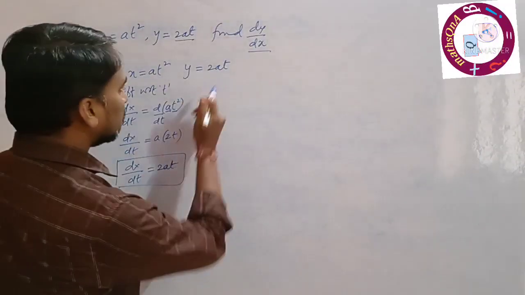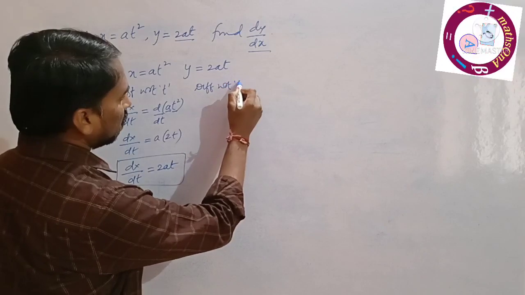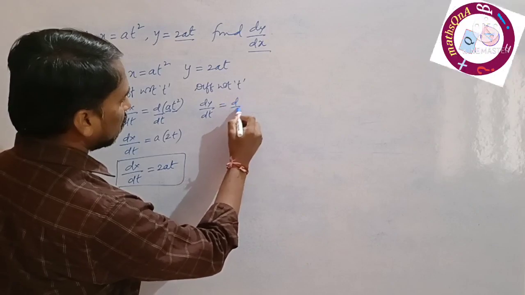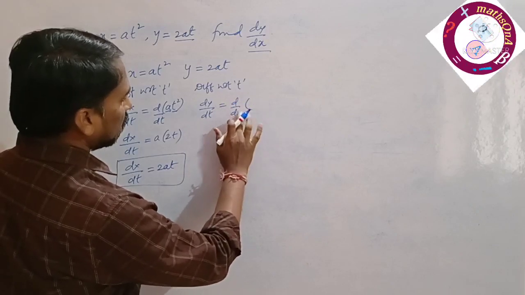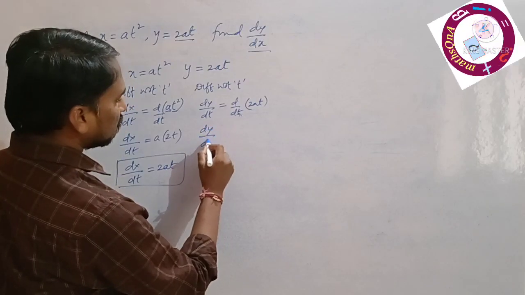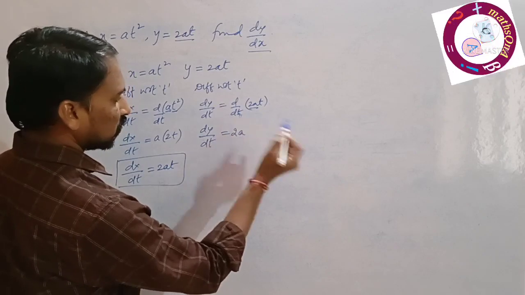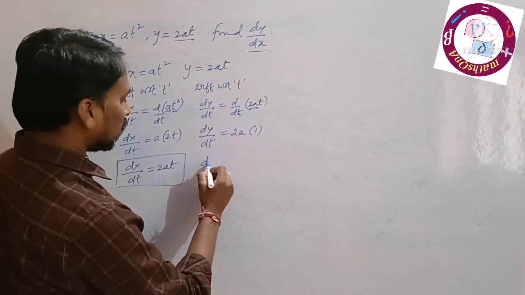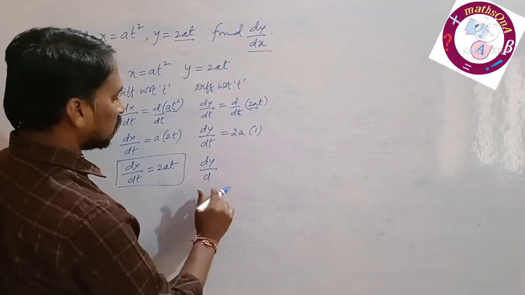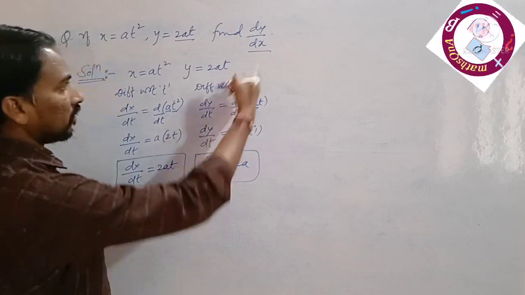In the same way differentiate here with respect to t on both hand sides. So dy by dt is equal to derivative of 2at. So dy by dt is equal to constant 2a outside, derivative of t with respect to t is 1. So 2a into 1 is 2a. So dy by dt is equal to 2a.